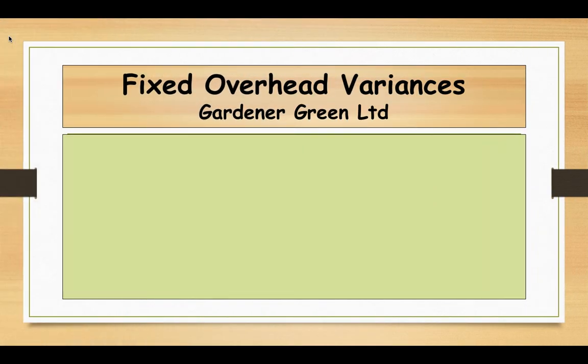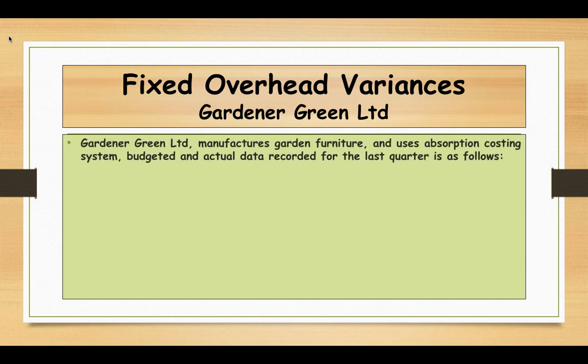We are going to use an example, Gardner Green Limited, to calculate all the fixed overhead variances. So we'll see the question. Gardner Green Limited manufactures garden furniture and uses an absorption costing system. So when we see this absorption costing system, we should know we have to calculate expenditure variance and volume variance. And then the volume variance is subdivided into fixed overhead efficiency variance and fixed overhead capacity variance. We'll continue with the question.